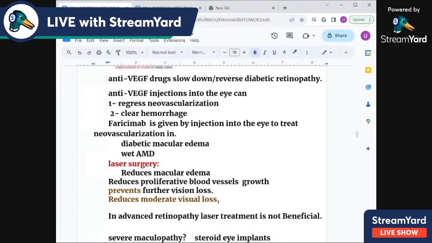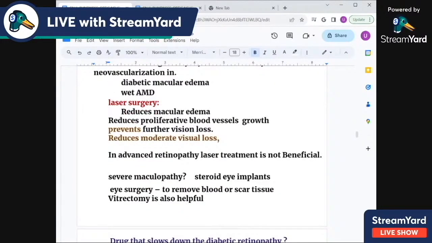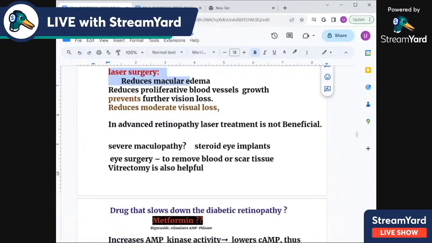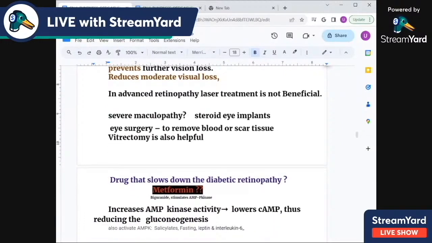Another treatment is laser, which also decreases neovascularization, decreases edema, clears hemorrhage, and decreases the visual loss. So these are the features with laser surgery treatment and with anti-VEGF treatment for diabetic retinopathy. But laser treatment is not effective in advanced cases of diabetic retinopathy. So what to do with severe maculopathy? Steroid eye implants are given in severe diabetic maculopathy when laser doesn't work. And eye surgery to remove any clot or scar tissue, vitrectomy, is also helpful.